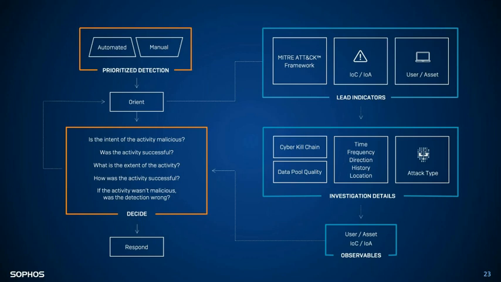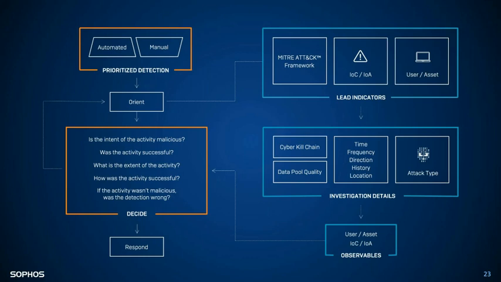We ultimately want to answer the questions in the bottom left. So is what we're observing malicious? Was the activity successful or did it fail? And what was the extent of it? So was it isolated to a single asset, or was it maybe something that we saw running or trying to execute on 5 to 10 different resources? And how was it successful? So then that we can address root cause.